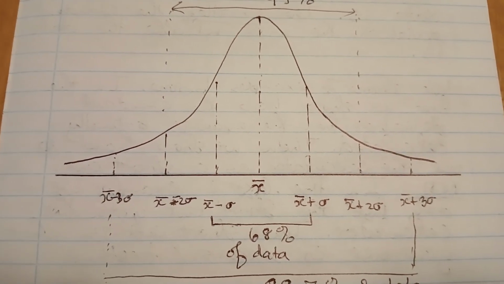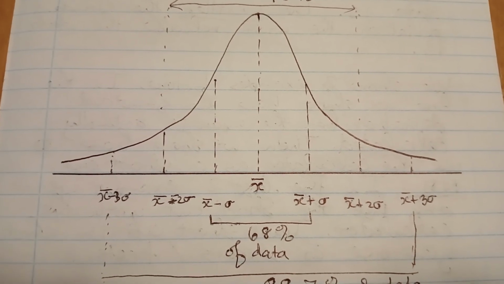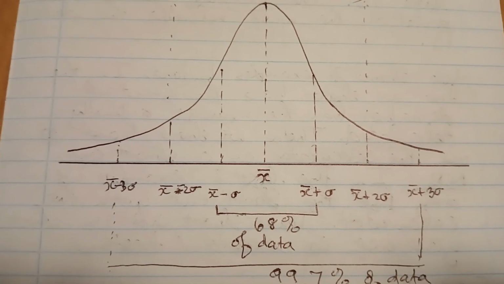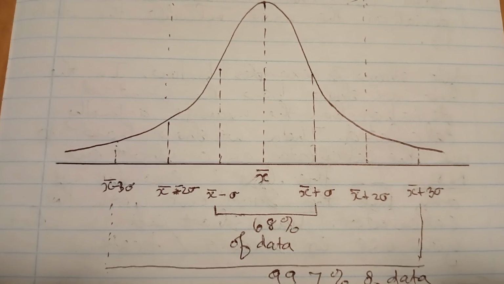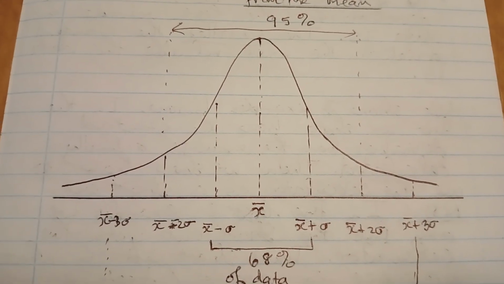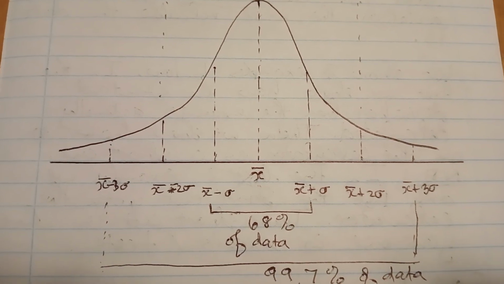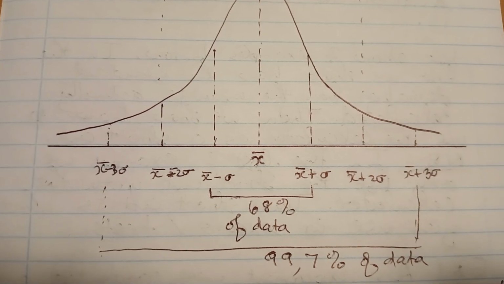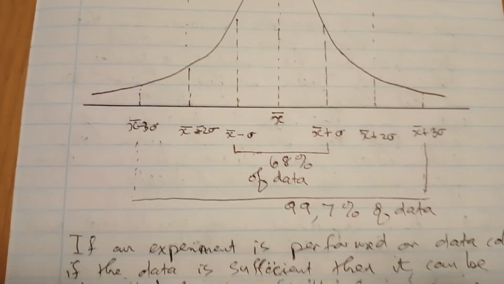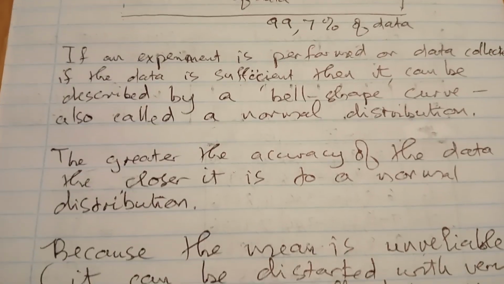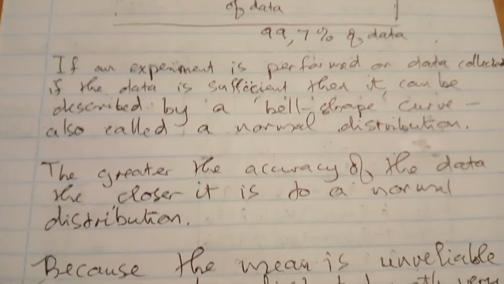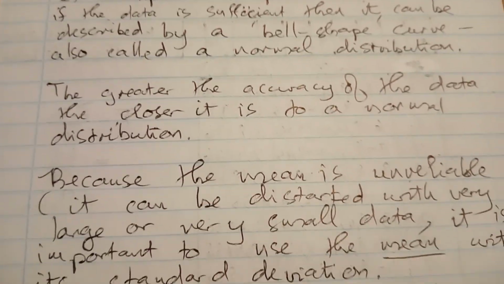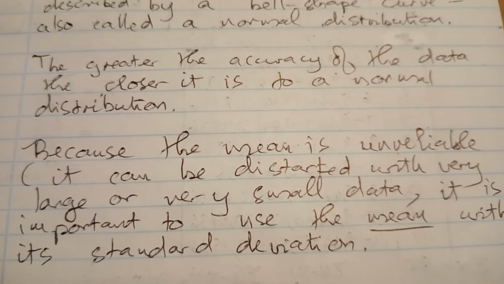Then you can add one standard deviation, or subtract one standard deviation. It will include 68% of the data. If you add two standard deviations to the mean or subtract two standard deviations, it will cover 95% of the data. If you add three standard deviations either side, and subtract it from the mean, then you will get 99.7% of the data. So the greater the amount of data that we have, the greater the accuracy, and the closer it will be to a standard distribution, a normal distribution.